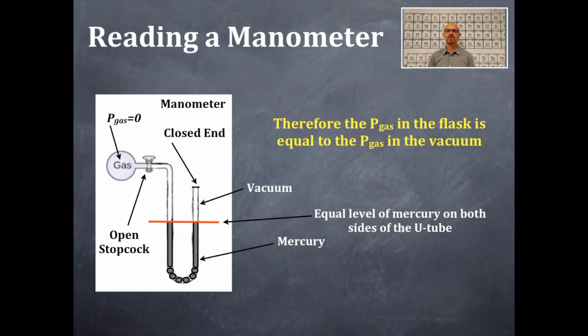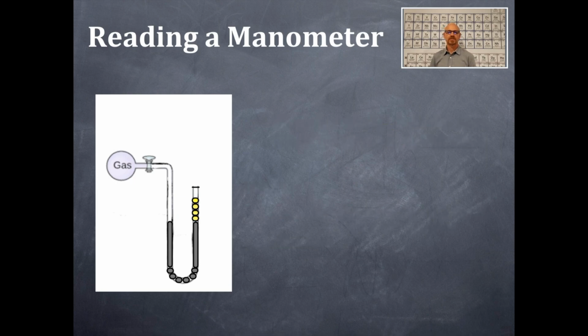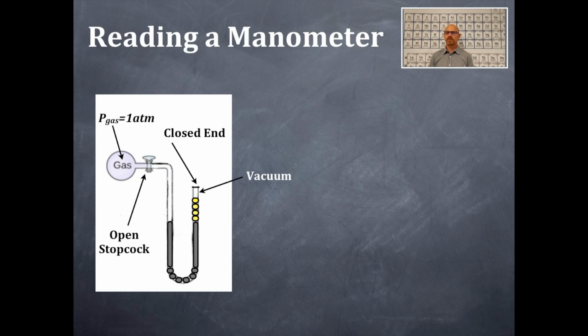All right, let's do another example. Here we go. Same manometer setup. We have an open stopcock again, just like before, but this time we have the pressure in the round bottom flask at 1 atmosphere pressure. The closed end of the U-tube is still there. There's a small vacuum in this one, just like before, and there's mercury. The mercury is the gray and the yellow this time.